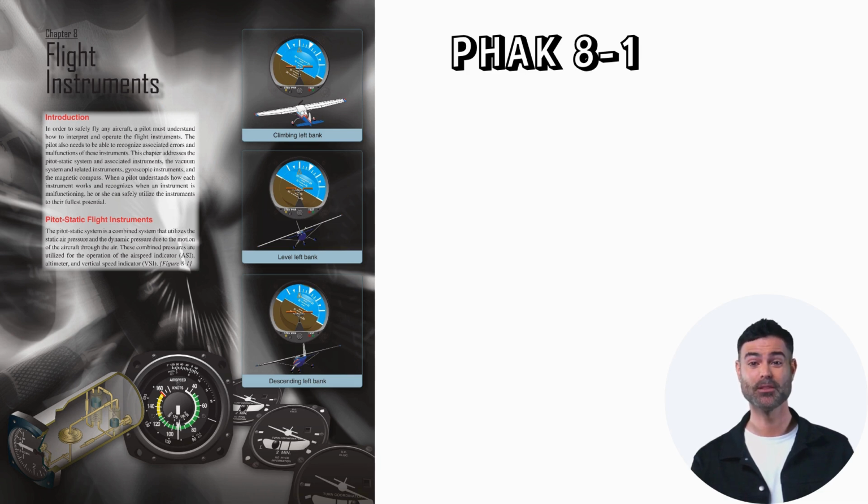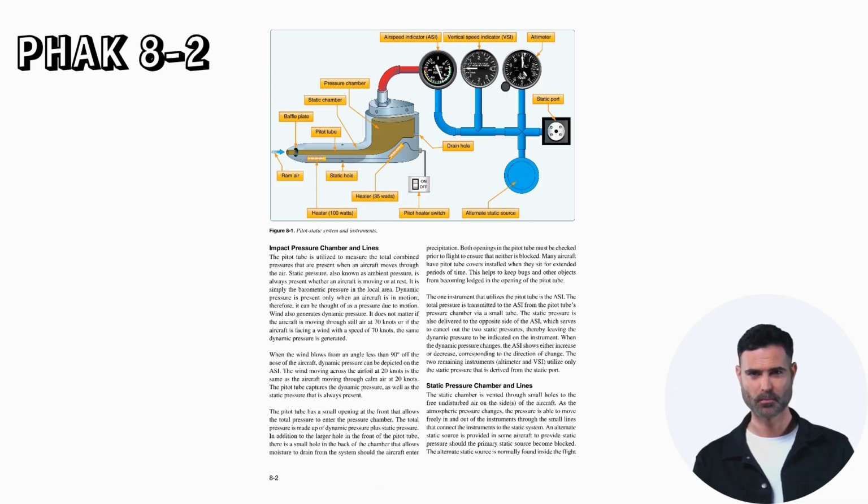Pitot-static flight instruments. The pitot-static system is a combined system that utilizes the static air pressure and the dynamic pressure due to the motion of the aircraft through the air. These combined pressures are utilized for the operation of the airspeed indicator, ASI, altimeter, and vertical speed indicator, VSI. Impact pressure chamber and lines. The pitot tube is utilized to measure the total combined pressures that are present when an aircraft moves through the air.